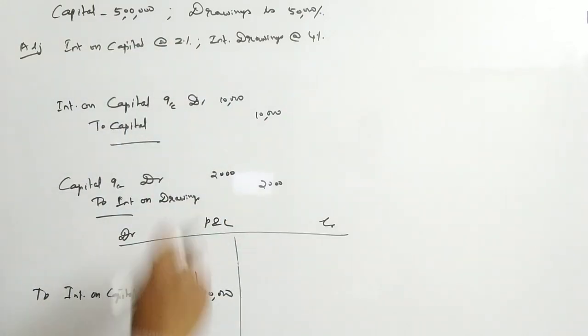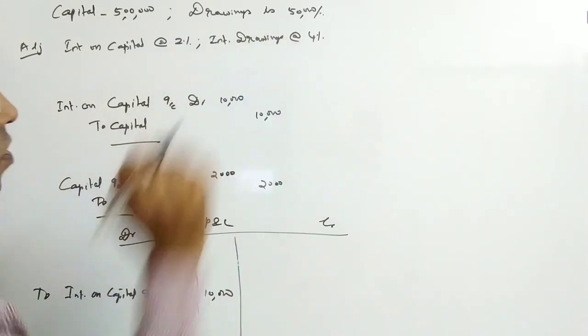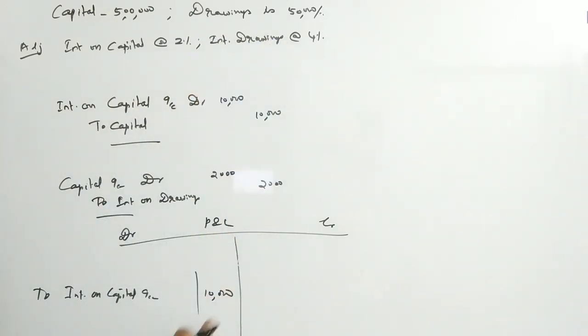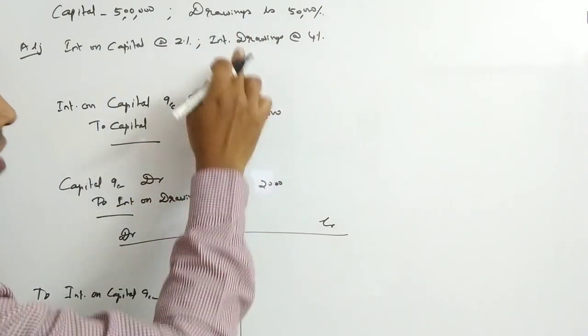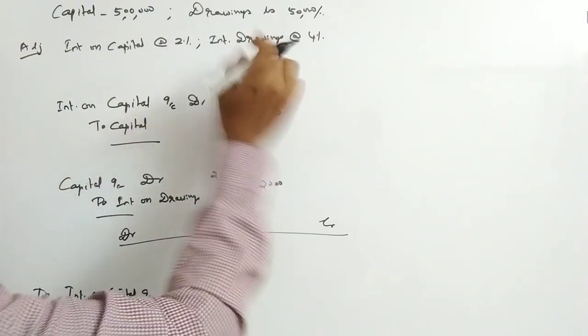And interest on drawings, it's an indirect income for us, because he has taken some money for his personal use. For that money, we are calculating some interest and we are reducing it from the capital.